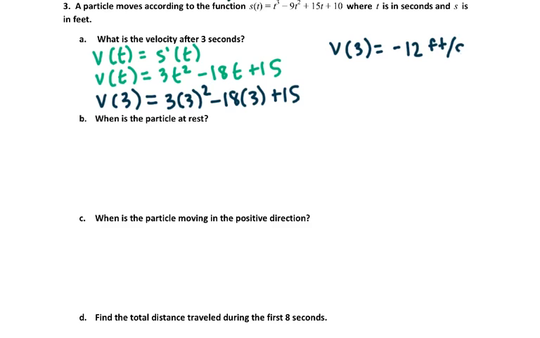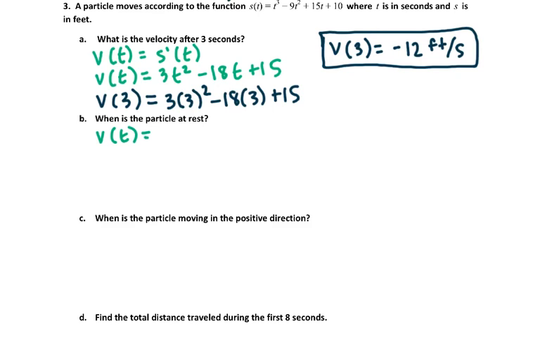And then make sure to include units when you're dealing with particle motion problems. So velocity is feet per second, and acceleration is feet per second squared. All right, so when is the particle at rest? So for this, we're looking for when the velocity is 0. When the particle is at rest is when it's not moving. So we're going to take that derivative we just found in the previous problem and set it equal to 0.